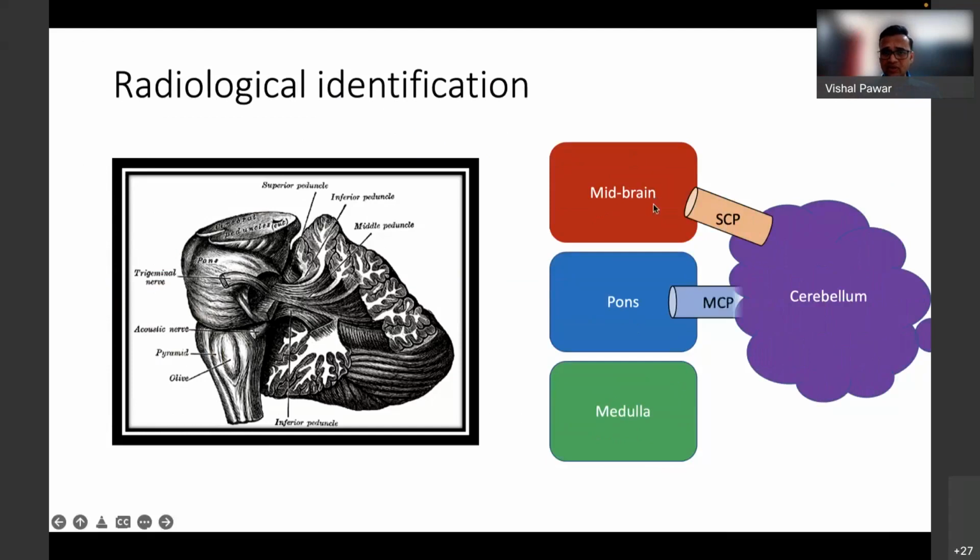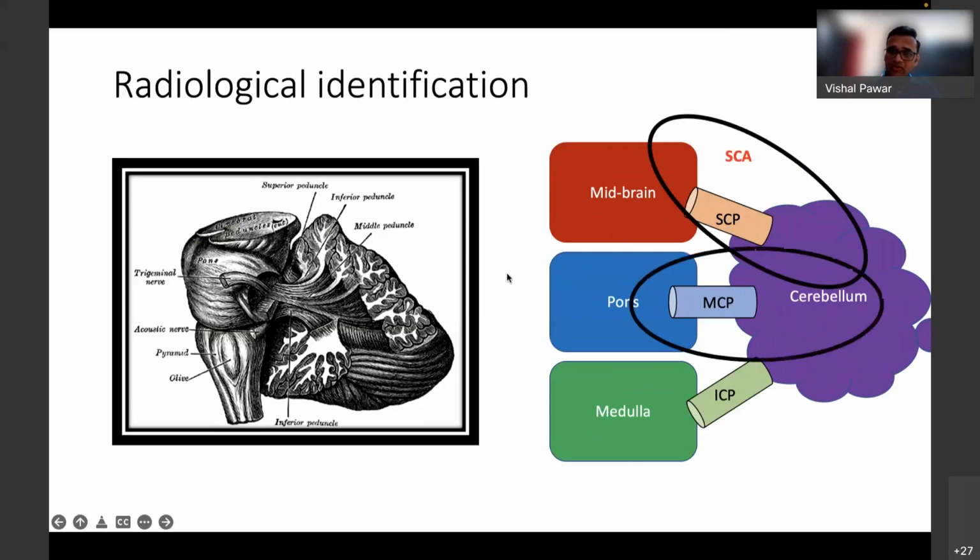And this is about the radiological identification. If it is involvement of the midbrain, then we have to think of the superior cerebellar peduncle. That is the territory of the superior cerebellar artery. If radiologically you see an infarct involving the cerebellum along with the pons, then it is mostly the territory of the anterior inferior cerebellar artery. If there is involvement of the medulla and cerebellum, usually it is the territory of the PICA, posterior inferior cerebellar artery.